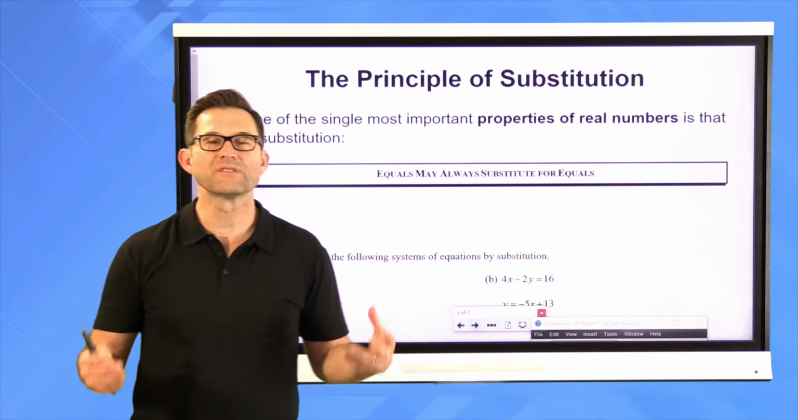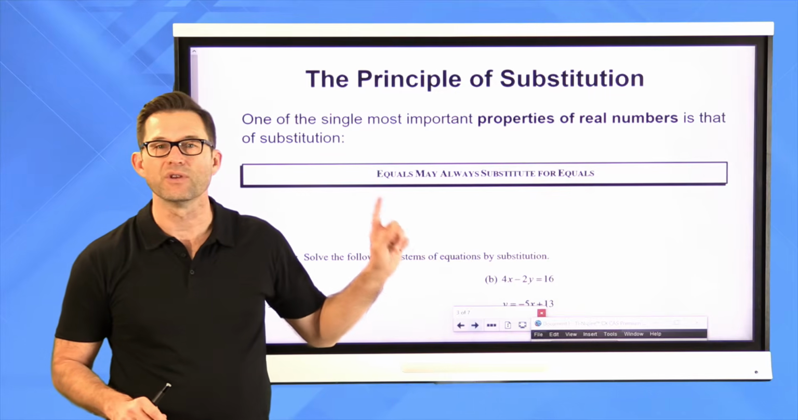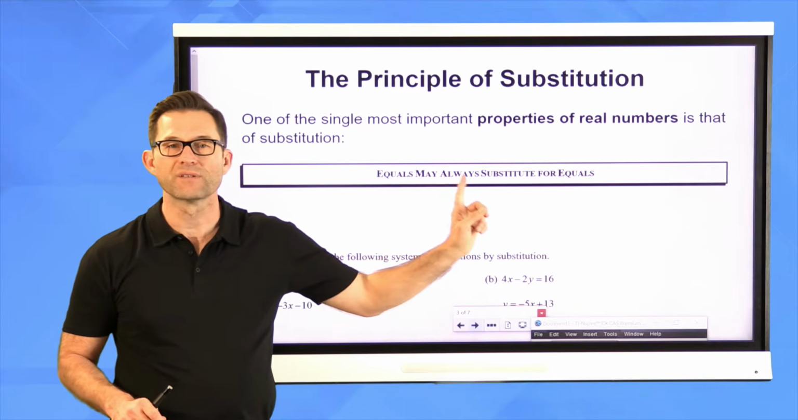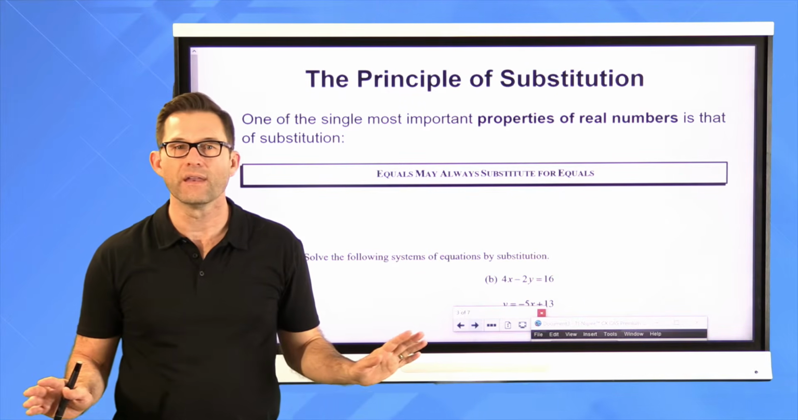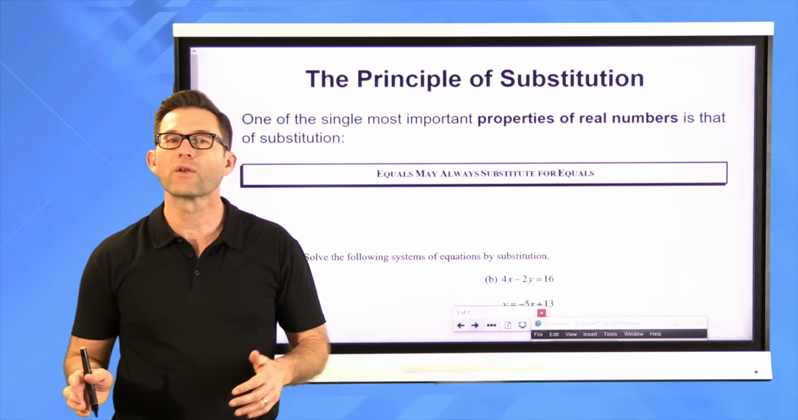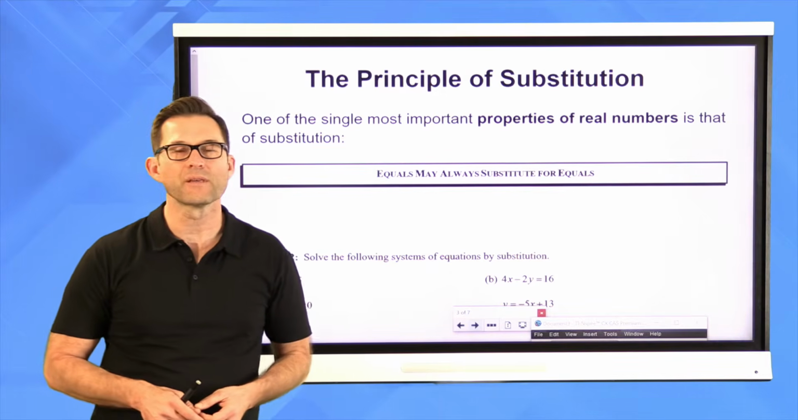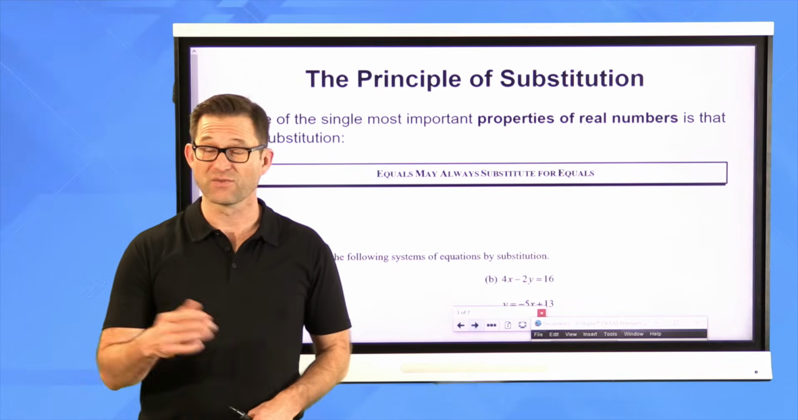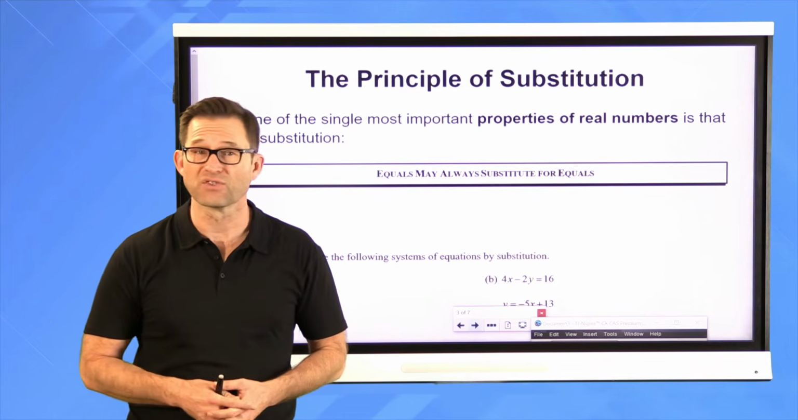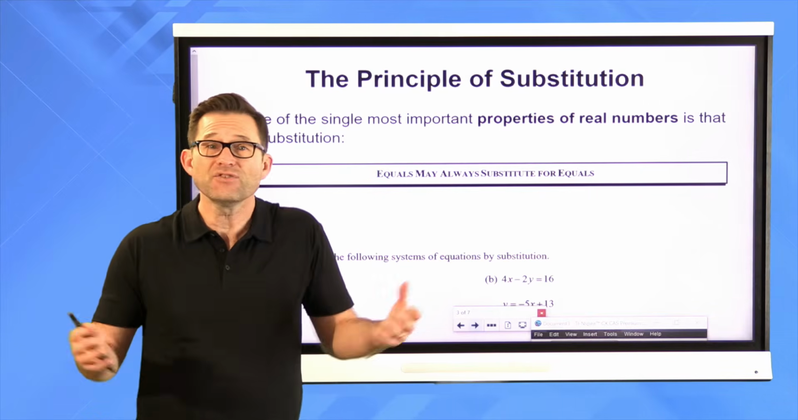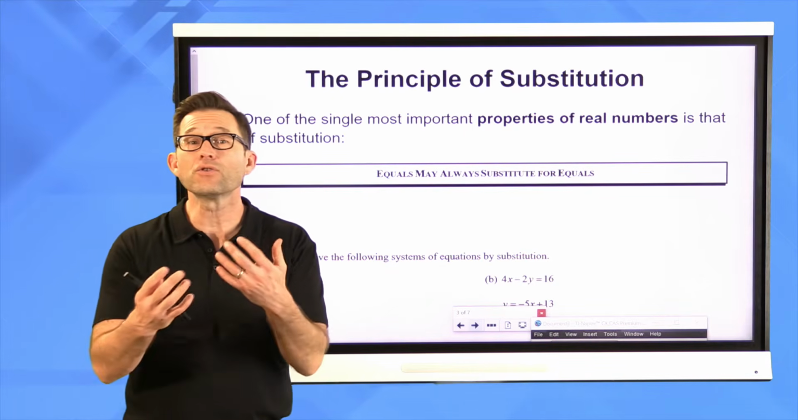The principle of substitution. One of the single most important properties of real numbers is that of substitution. Equals may always substitute for equals. Forget about solving a system by substitution, any two things that are equal can replace each other. And we see this all the time. Sometimes I'll replace something like 1 plus 3 with 4, because 1 plus 3 is equal to 4. Or I'll replace 12 halves with the number 6, because 12 halves and 6 are the same thing. It just makes sense. If two things are equal, they're the same, and therefore they can interchange for one another.